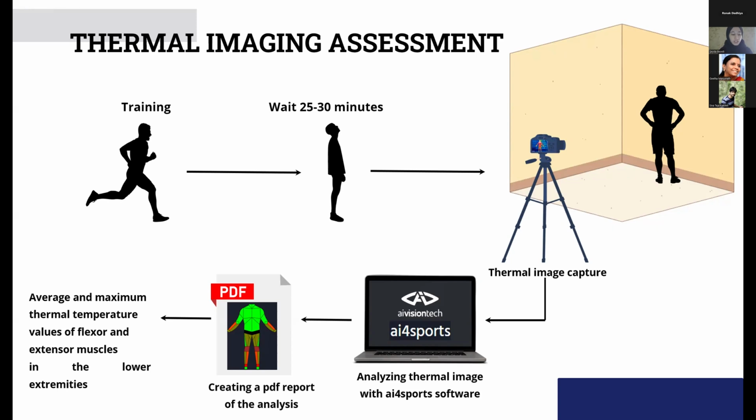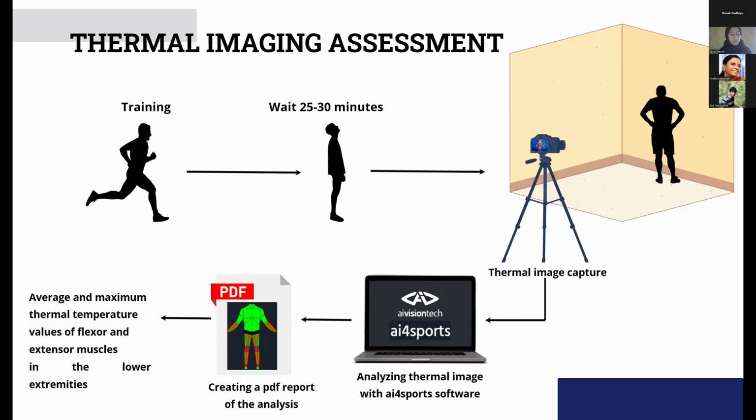Images were captured from a distance of 2 meters, focusing on the lower extremities from both the front and back angles in a room with a constant ambient temperature. This setup allowed standardized, repeatable conditions across all participants, ensuring that the images collected reflected the natural heat patterns of their muscles without being affected by environmental conditions.